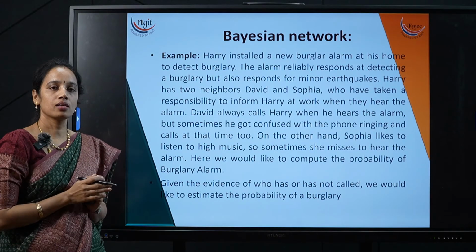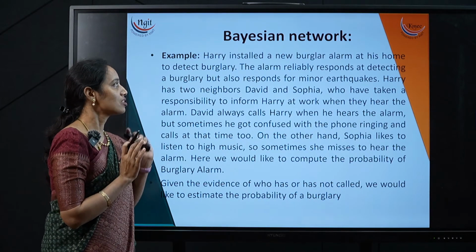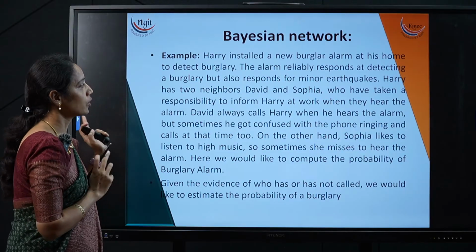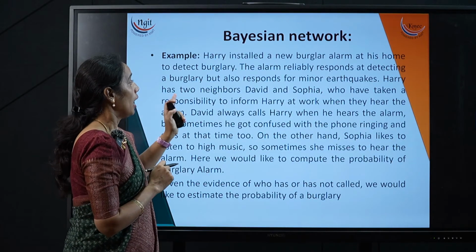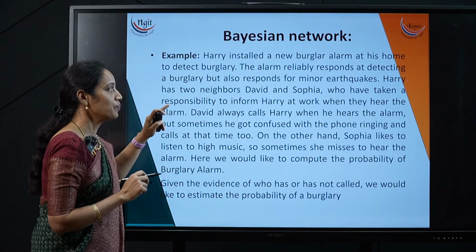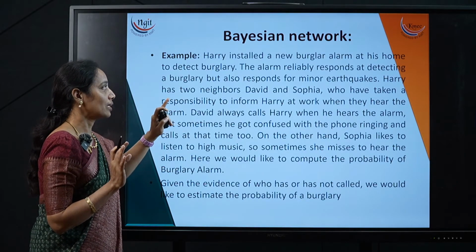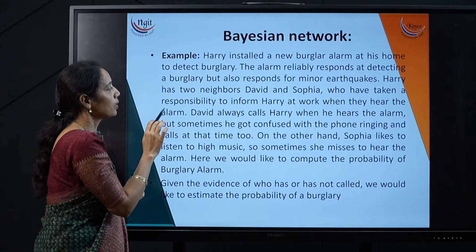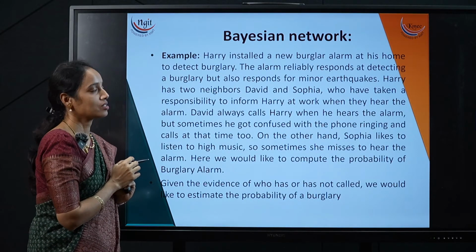So let us discuss with one example. This is one of the famous examples for the Bayesian network. Here, just try to understand the problem statement. Harry installed a new burglar alarm at his home to detect burglary. We know what burglary is. The alarm reliably responds to detecting a burglary, but also responds to minor earthquakes.